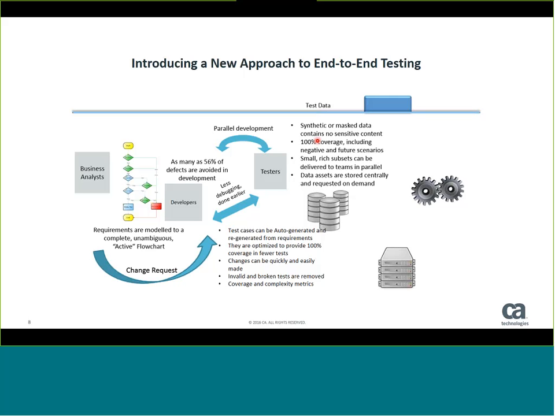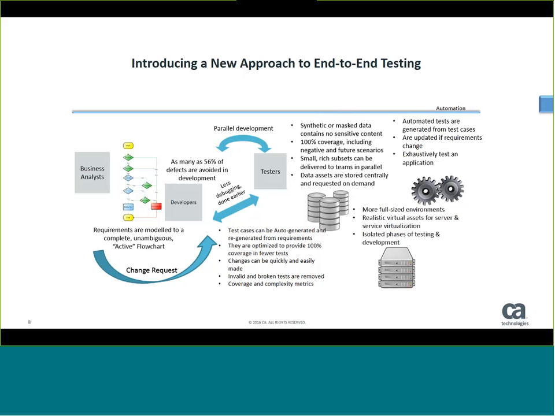When you generate the case, you also generate the test data as it's being executed, and that again reduces the number of errors. It reduces the data that is needed to generate the test cases, and it allows you to do more realistic testing overall, because you can use virtual assets for the server and the service virtualization. You can isolate the phases, and it improves quality overall.